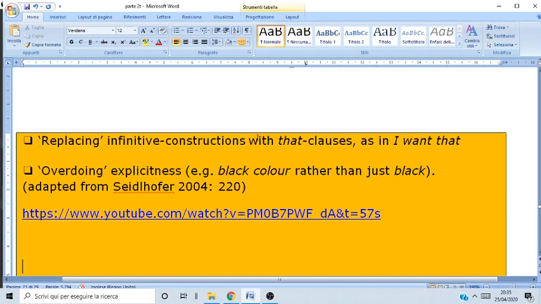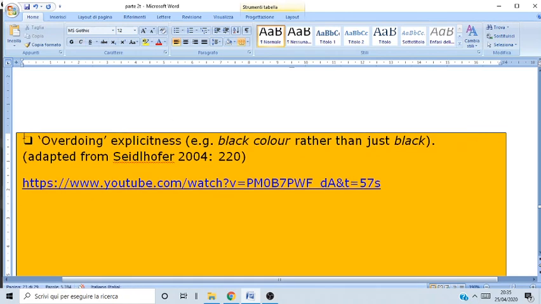I can't remember what I wanted to say with this point, so I'll just skip it. In some cases, more words than expected are used. So instead of saying just black, they would say black color. So you're being way more explicit than what you're supposed to do.